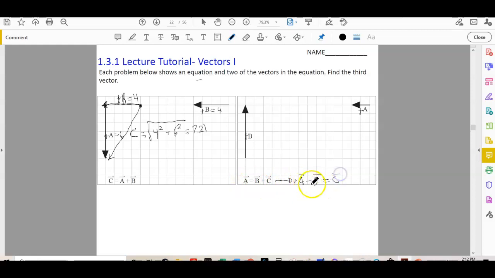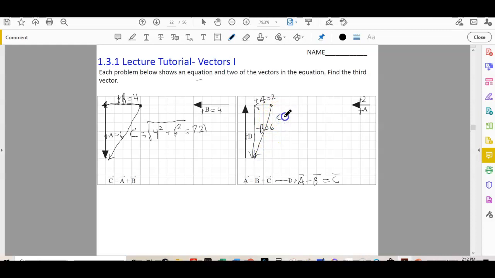So in order to find the C vector, I have to reverse the B vector. The B vector was pointing up 6 units. Now it needs to be pointing down 6 units, right? So this is now the negative B vector, which is pointing down 6 units. The A vector is pointing to the right by 2 units. So I'm going to take that A vector, bring it over here. And that's a positive A vector. Well, the C vector will then go from start to finish.